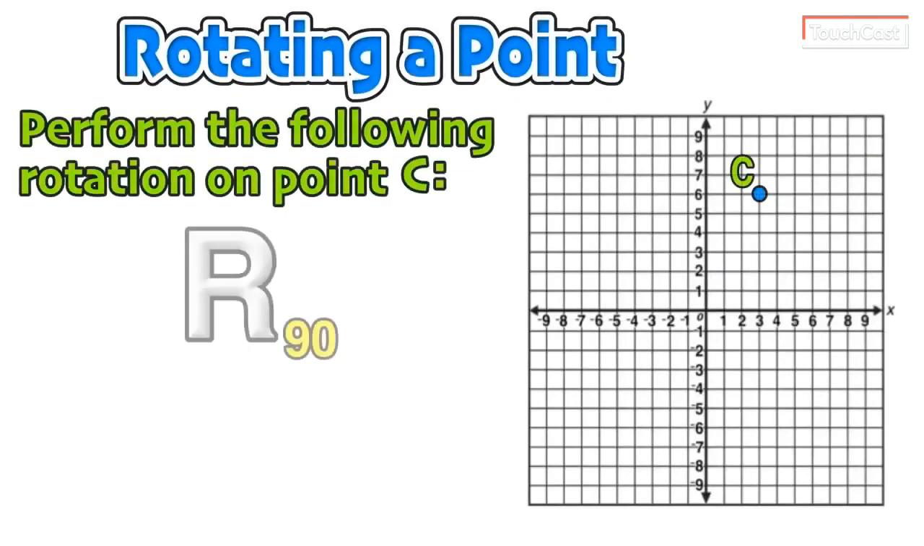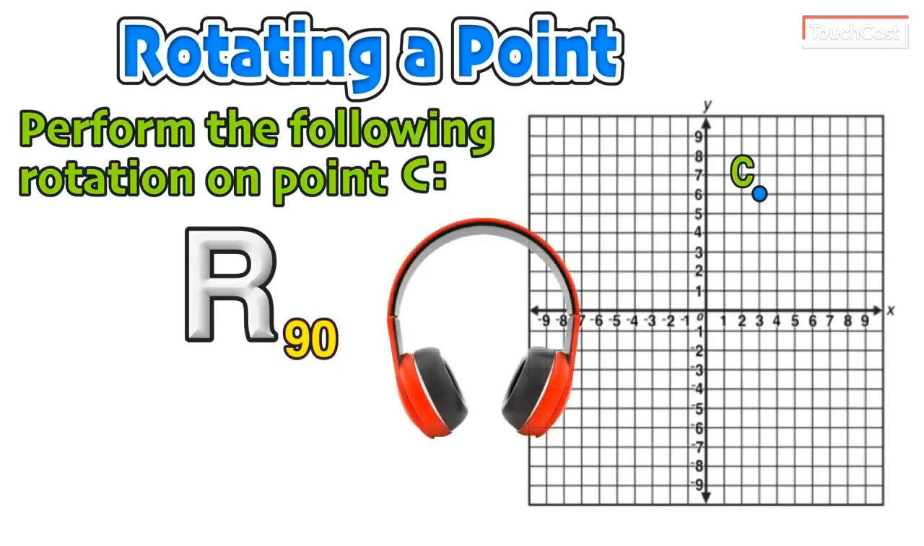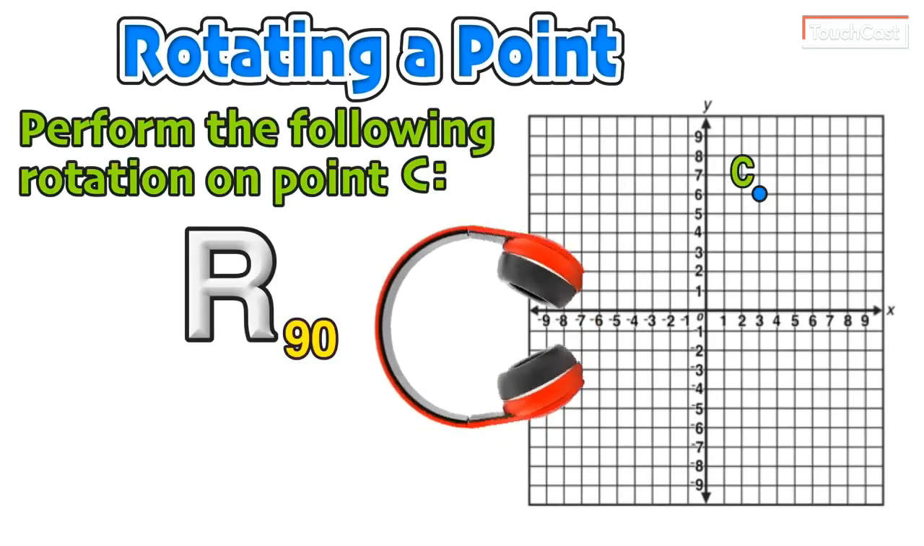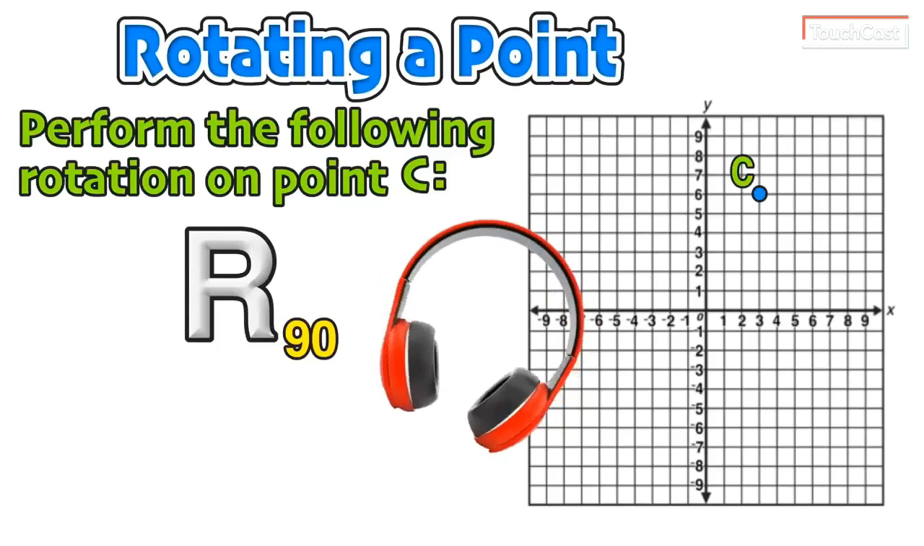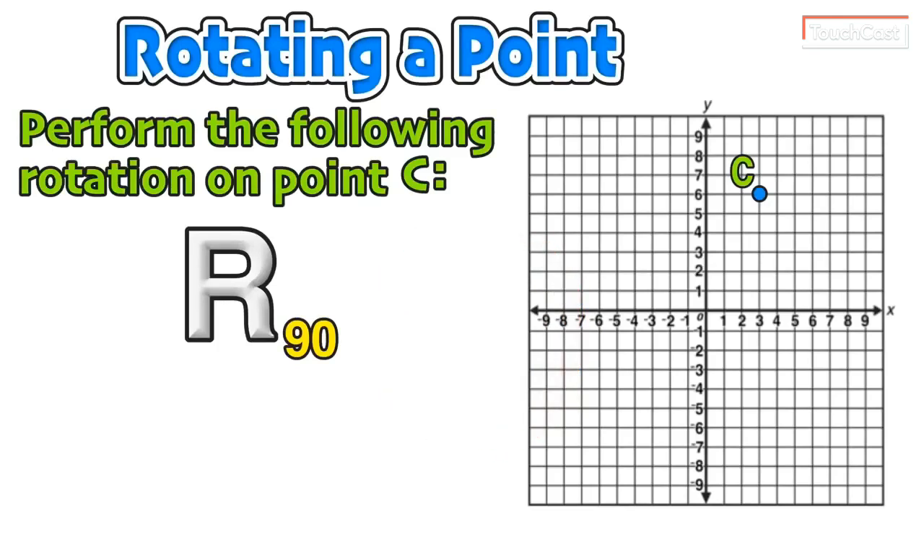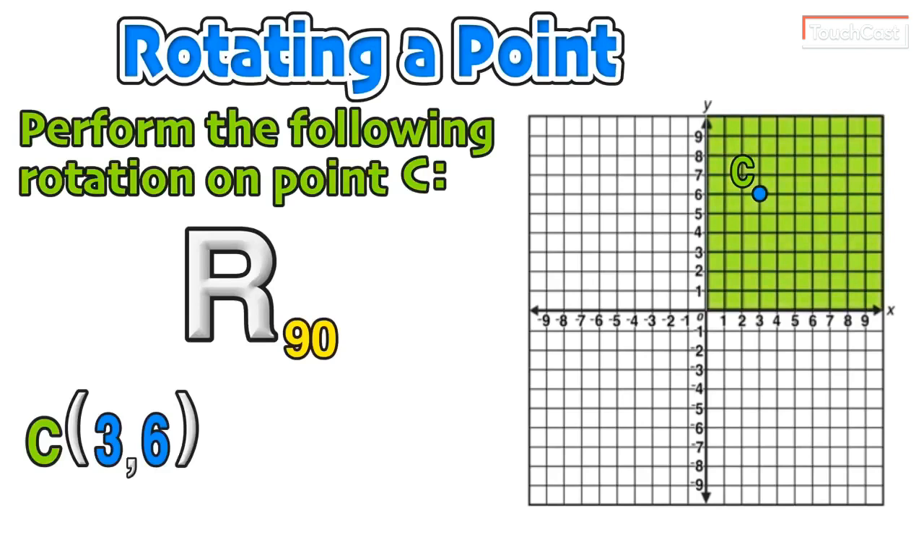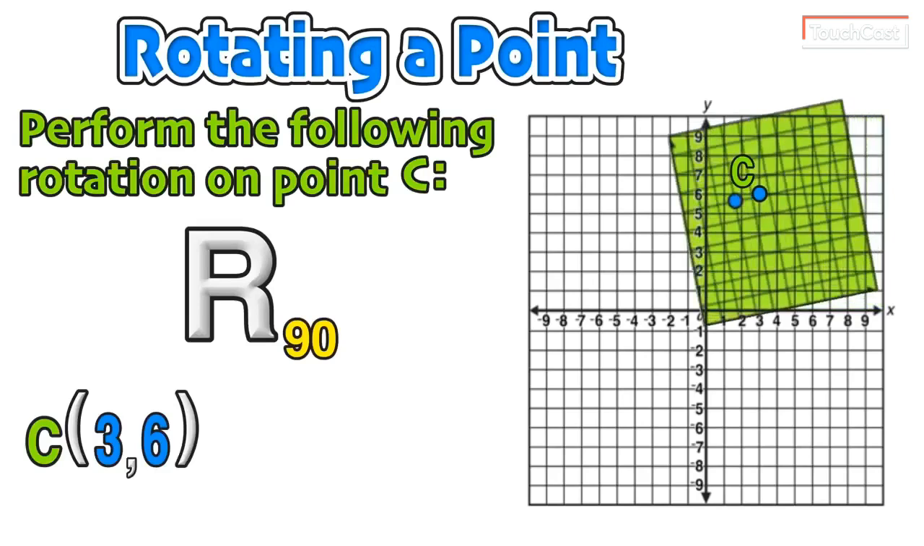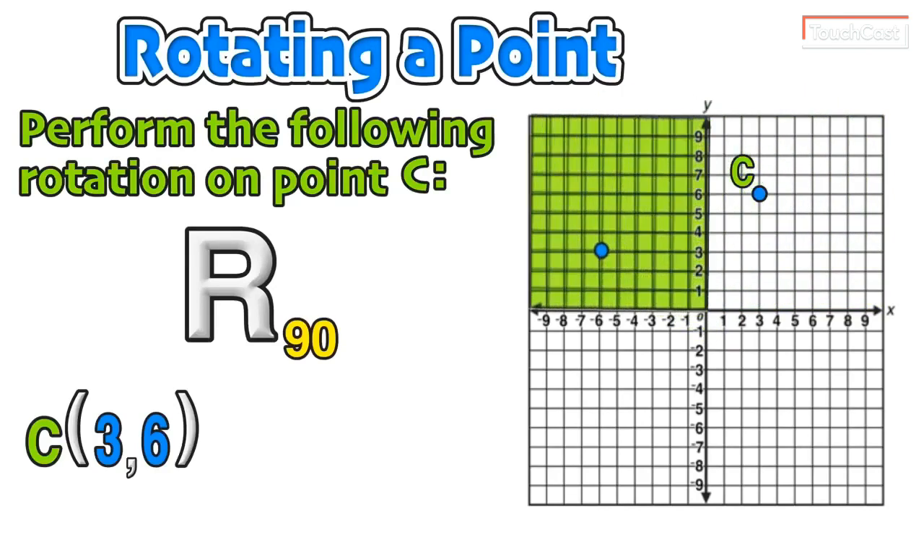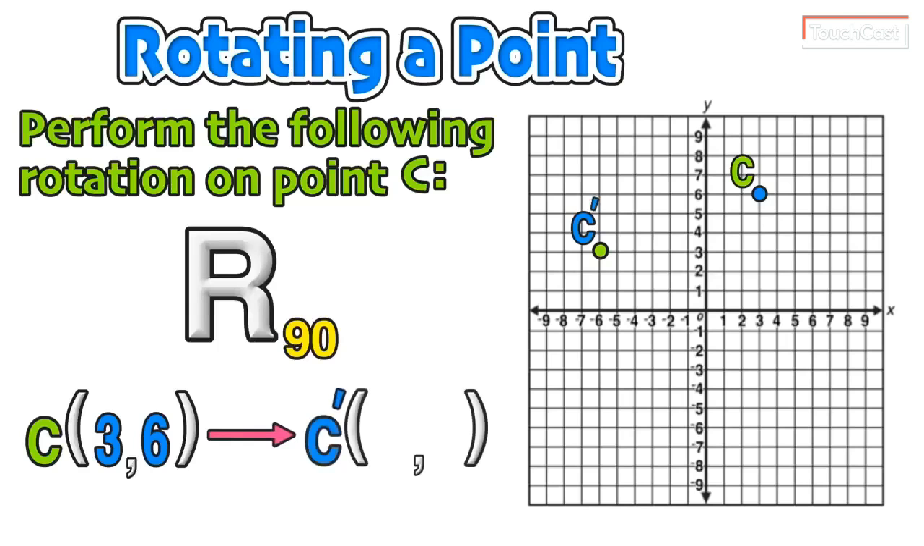For our first example, we are going to rotate a point. In this case, point C is going to be rotated positive 90 degrees. Since the degrees is a positive number, we will be rotating counterclockwise. We can start by writing down the coordinates of point C at 3, 6. Since point C lies in the first quadrant, we are going to imagine taking that entire quadrant and rotating it 1/4 turn. This allows us to find the location of the image C' with coordinates negative 6, positive 3.